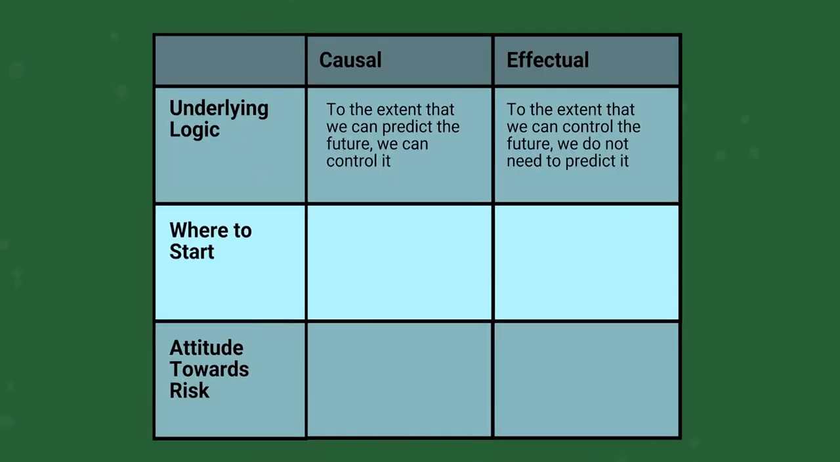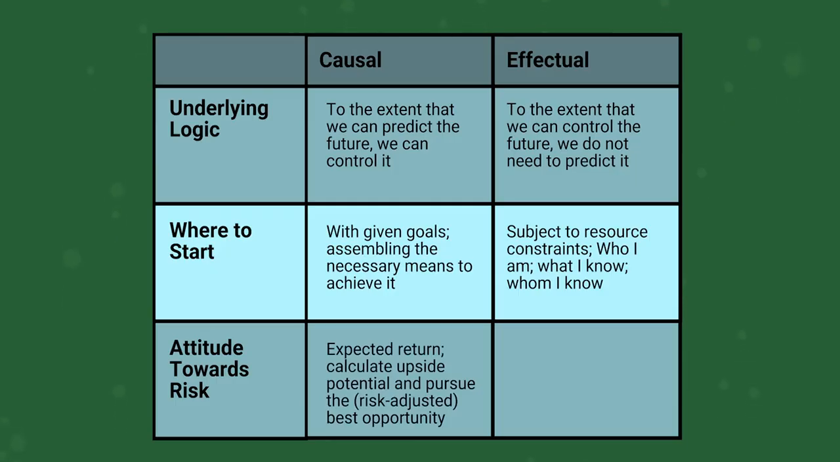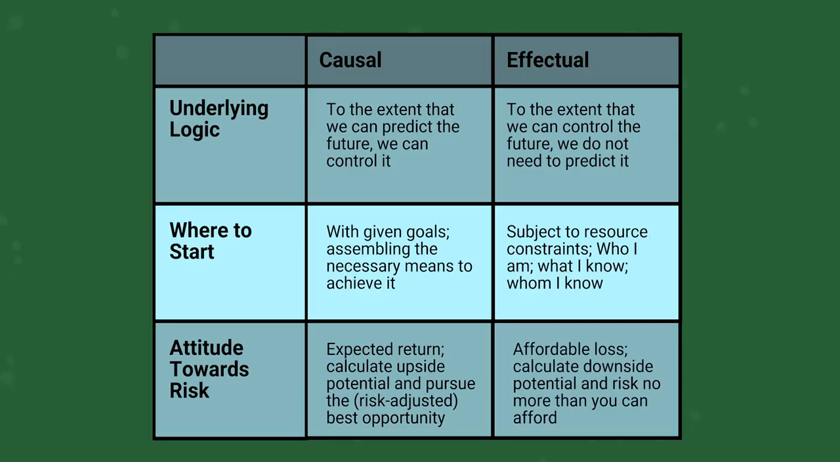Okay, so to summarize, the underlying logic of causal versus effectual thinking is the starting point with causal thinking is with a set of given goals. I'm going to go about assembling a plan and finding resources to achieve it, a fixed set of resources. Versus effectual thinking starts with who I am, what I know, who I know, and works forward from there. And the attitude toward risk is different as a result of that starting point. With a causal logic, you're thinking about your expected returns and you'll calculate the upside potential, and based on that, pursue the best opportunity. Versus the logic behind affordable loss is that you'll only risk as much as you can afford to lose. So you're more free to experiment and pivot and change based on changing circumstances and surprises.